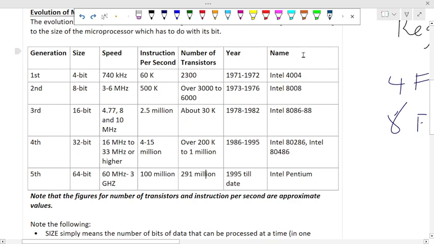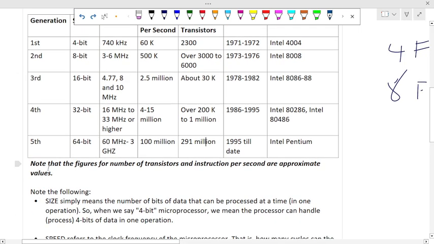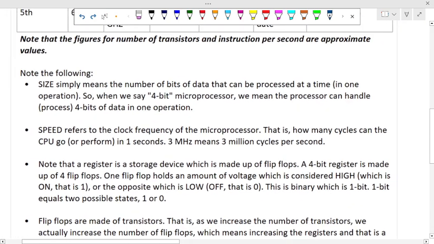And this is just the year and then the name of the microprocessor at that year. Of course, there are many other details to this. This is just an approximate detail. That's why I said here, note that the figures for numbers of transistors and instructions per second are approximate values. And there are still other companies and other names here, but this table is an approximate table. It contains approximate details.